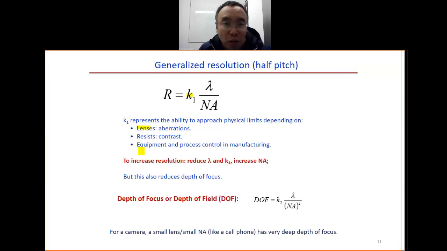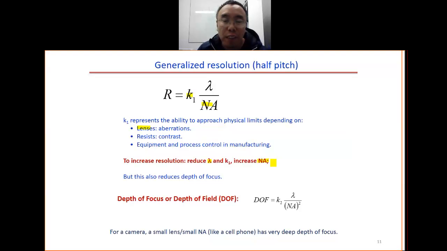The K1 value also depends on the equipment and process control in the manufacturing process. So again, the K1 value is really complicated. Anything not related to the wavelength lambda and the property of the lens is put into this K1 factor. From this formula, we know that to have higher resolution, we should reduce the wavelength and K1 and increase the numerical aperture.